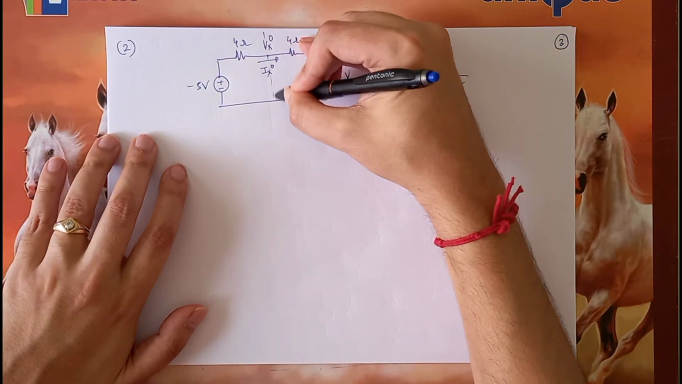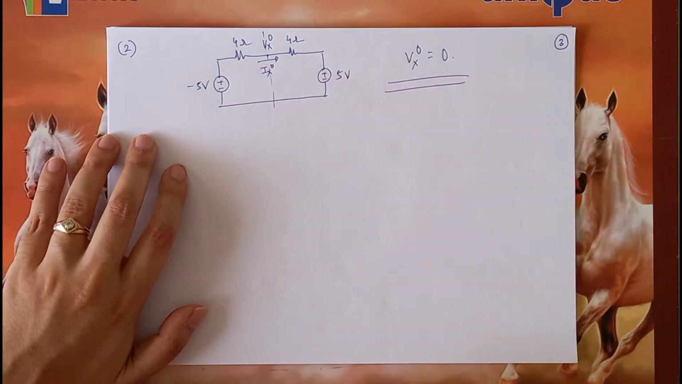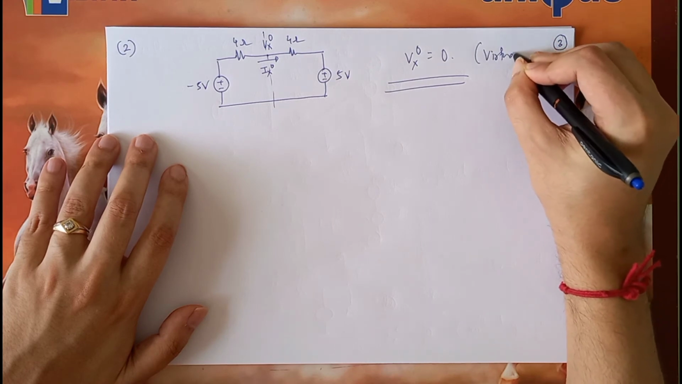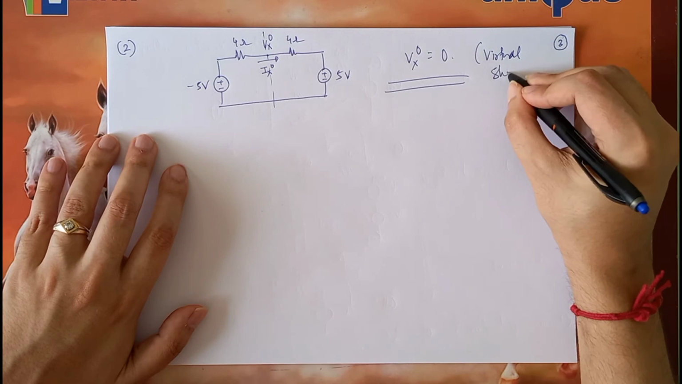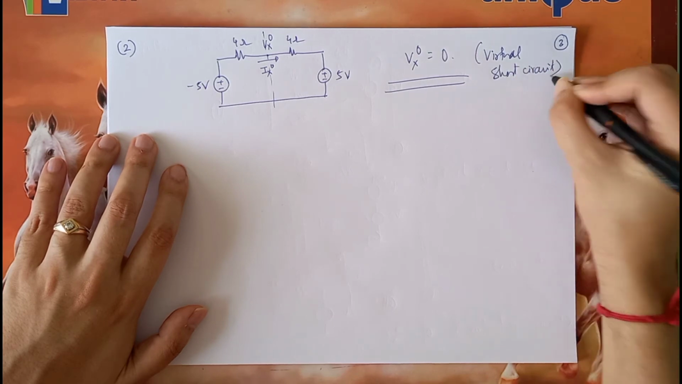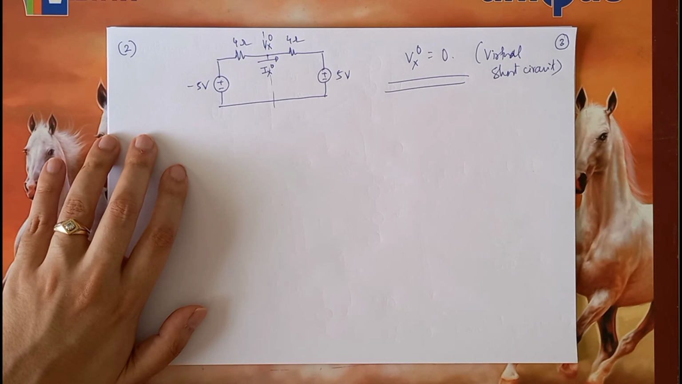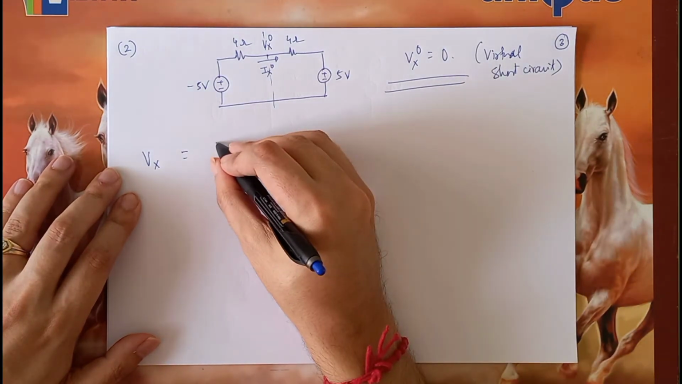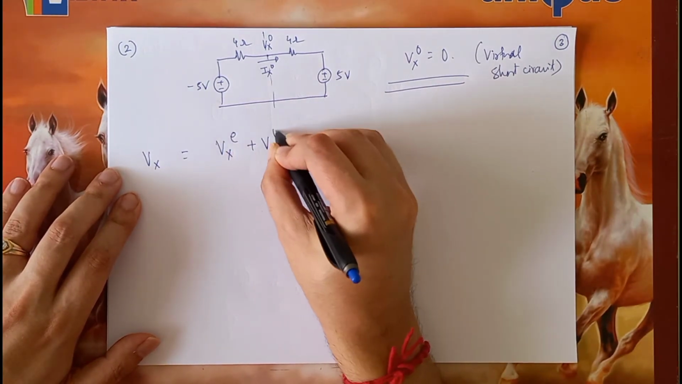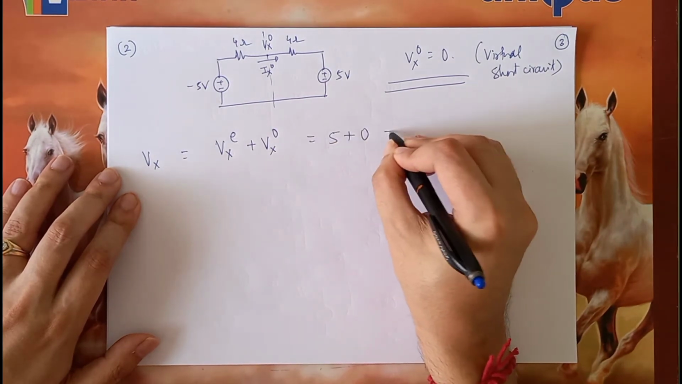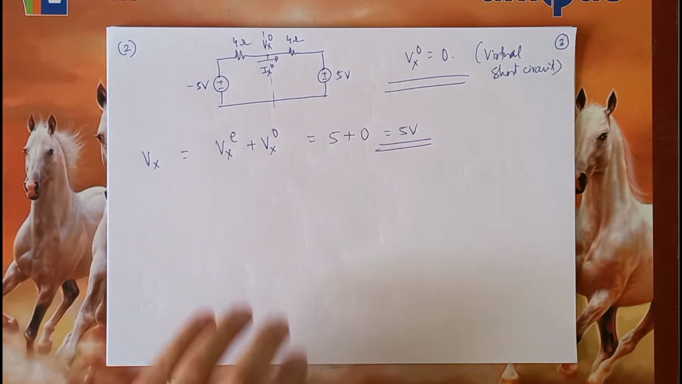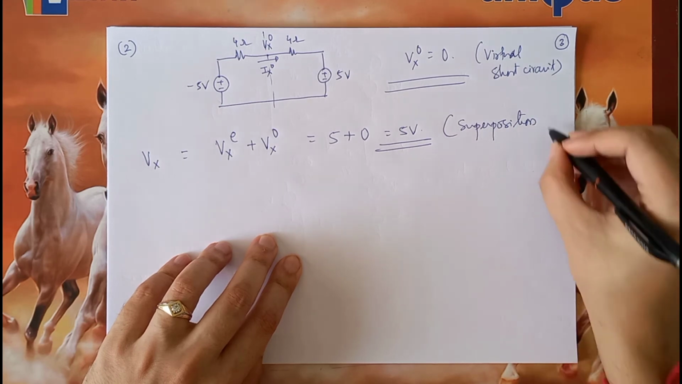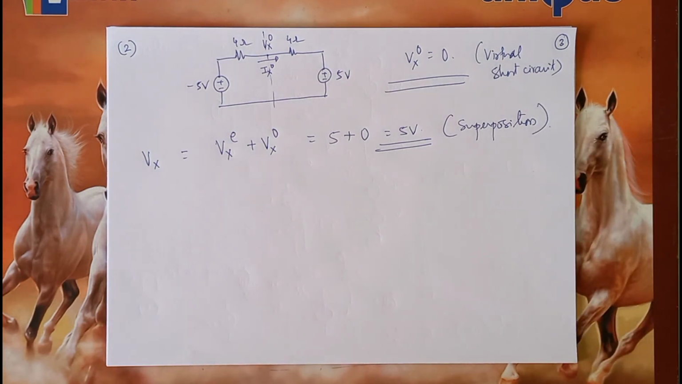That means at this point, because the voltage is 0, it is like saying there is a virtual short circuit. There is a virtual short circuit at this point. And because I am applying the superposition principle, I can say that the net Vx is Vx in the even mode plus Vx in the odd mode, and that is nothing but 5 plus 0, which is 5 volts. This is something that we can very easily do.